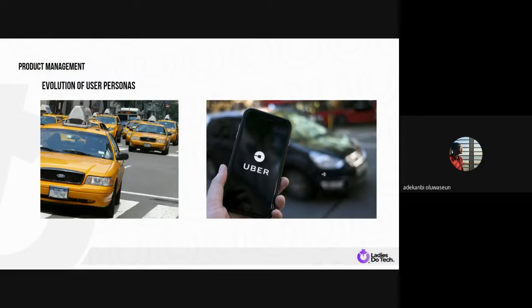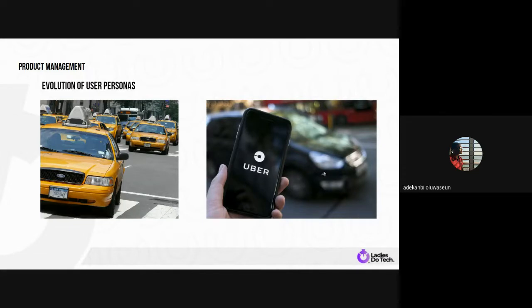Now, you as a product manager, when you are building your product or assessing a product, you must assess how your product fits into the people you are building for. Does it match their current behavior? Can they afford it? Does it match their demography? Does it also match their psychometrics?